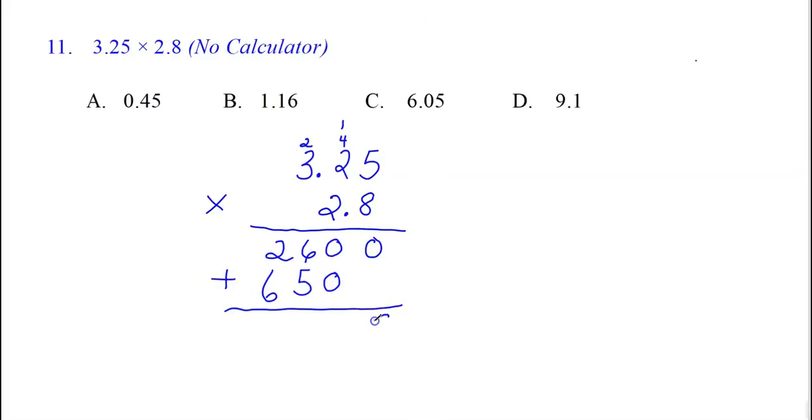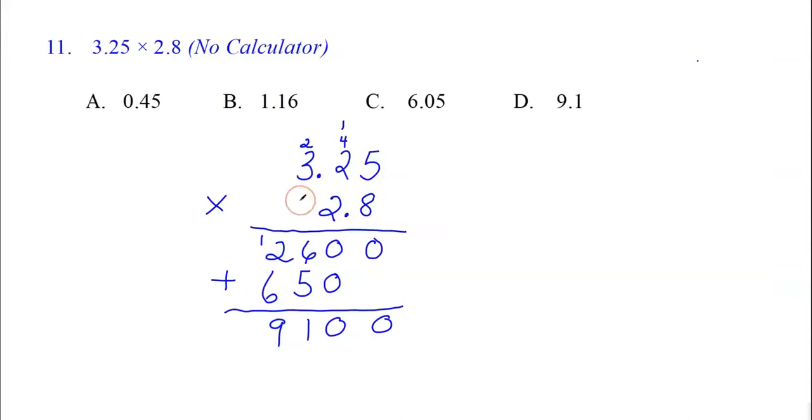Bring down my 0. 0 plus 0 is 0. 6 plus 5 is 11. Put down my 1 here and carry a 1 here. 6 plus 2 is 8, plus this one is 9. Now I need to get my decimal here in the right place. So I go back to my original problem. Let's look at the 3.25. How many numbers are to the right of this decimal point or behind the decimal point? Well, there's 1, 2.